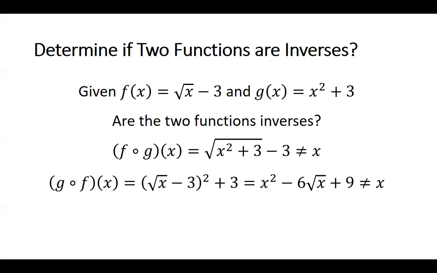Well, let's check the other way. G of f of x is equal to the square root of x minus 3, the quantity squared, plus 3, which is equal to x squared minus 6 times the square root of x plus 9, which is also not equal to x. So since the compositions were not equal to x, they are not inverses.